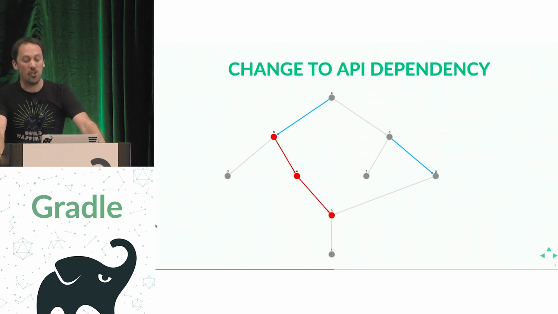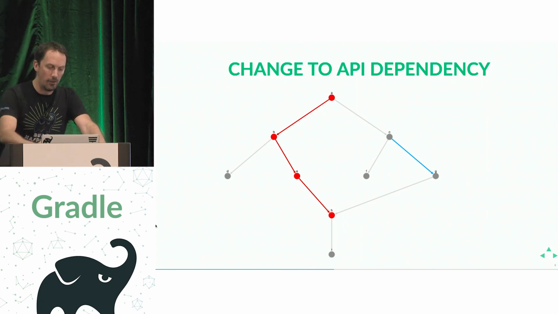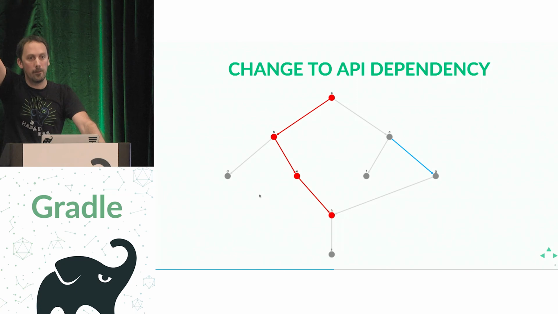So now, if I change an API dependency, so say I'm going to change H, then clearly I need to recompile E, B, and A, just because those were API dependencies. So H was a dependency of E, so I need to recompile it. But then B needed E, so I need to recompile B. And then A depended on B, so I need to recompile. So you just go up to the top, right? So it's nice, but we can do better.